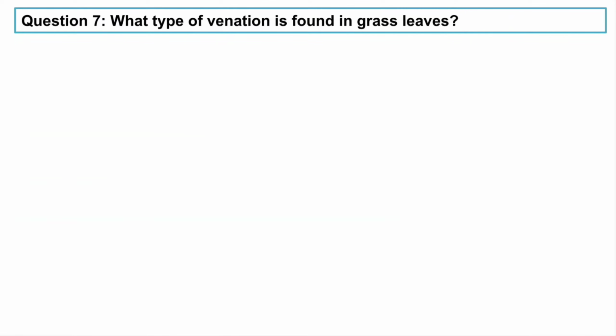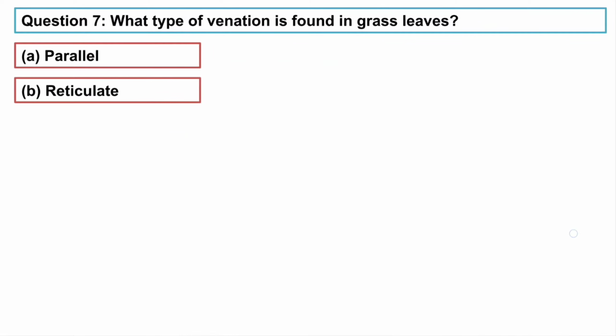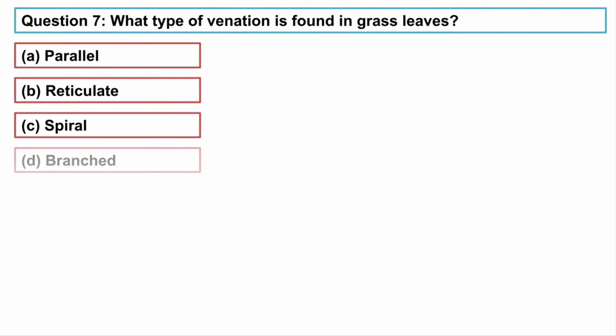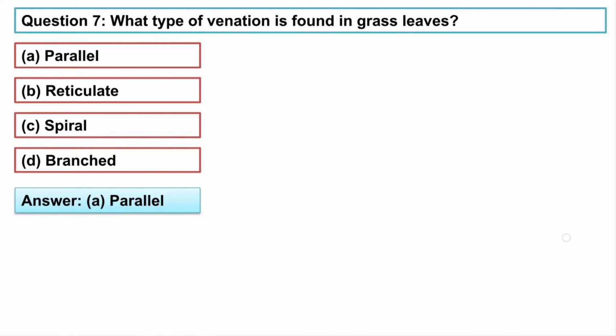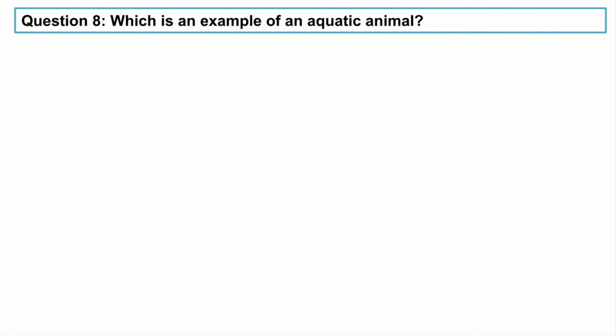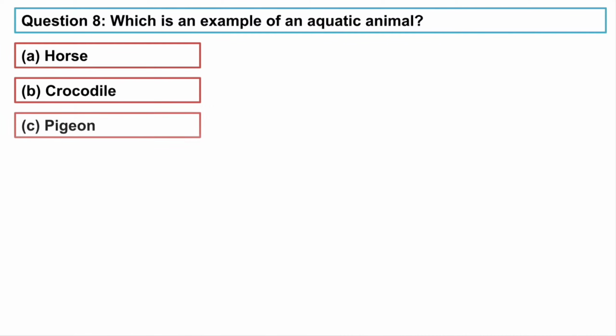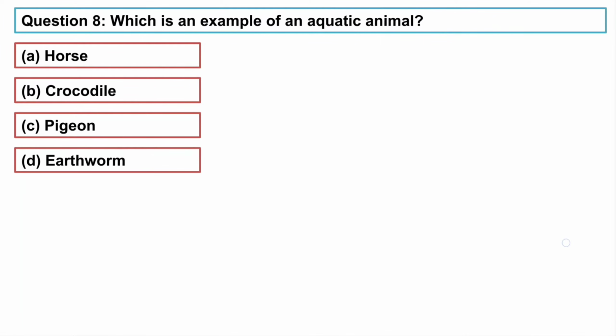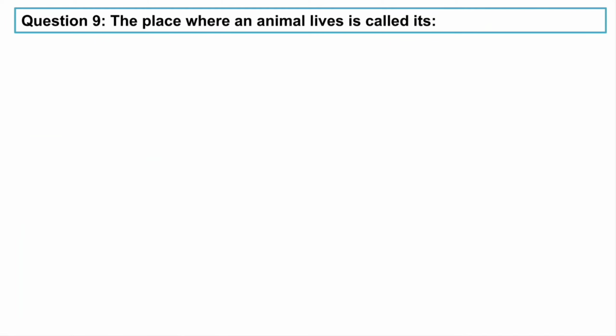So what type of venation is found in grass leaves? So either it is parallel, reticulate, spiral or branch. So the correct answer is parallel, okay. Next, what is an example of an aquatic animal? Which is an example of an aquatic animal? Horse, crocodile, pigeon or earthworm. So the correct answer is crocodile, okay.